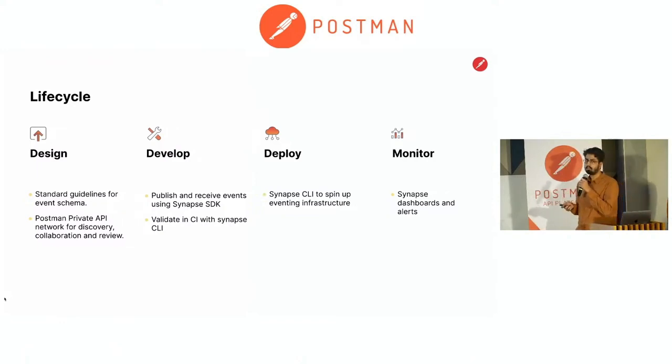For testing the setup, we have the Synapse CLI, which also helps deploy the infrastructure. For deployment, the code is pushed to the appropriate branch, which uses the Synapse CLI for creating all the infrastructure with the help of the Synapse deployer. For monitoring, we have Synapse dashboards on Neuralink and AWS, that tell us information about event drops, latencies, and error rates.